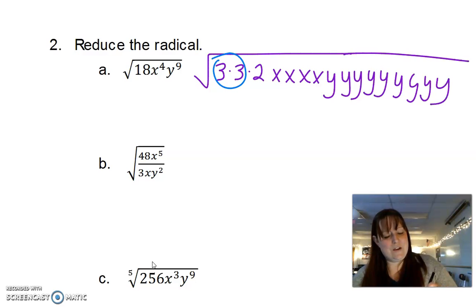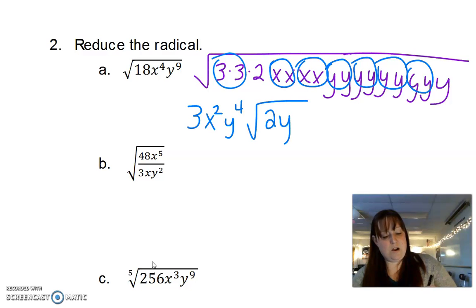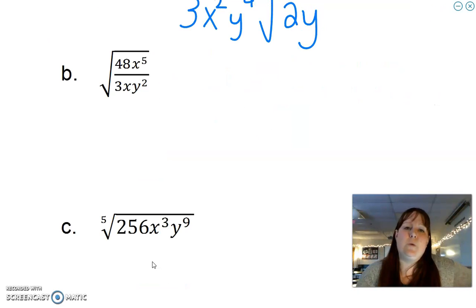That's okay. So we take out groups of 2, because this is a square root. And what do we have outside? We have 3x squared, y to the 4th. And what's trapped inside because it doesn't have a partner? 2y. Okay, so that's the one way to do it. The other way we could have done it is with fractional exponents, which in that case probably would have been faster and simpler. So if you have a large exponent like to the 20th, please do not list out 20 of them. Try using fractional exponents, okay?